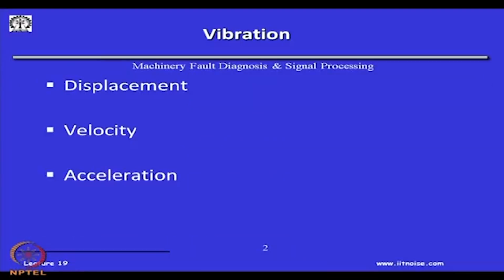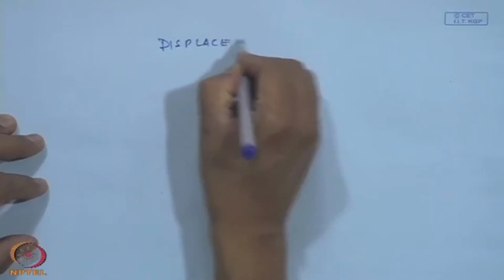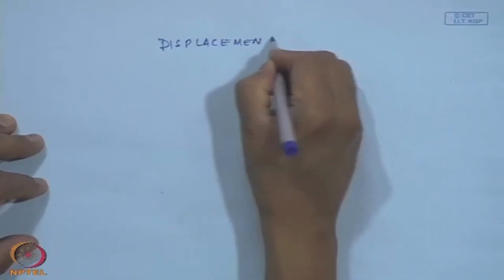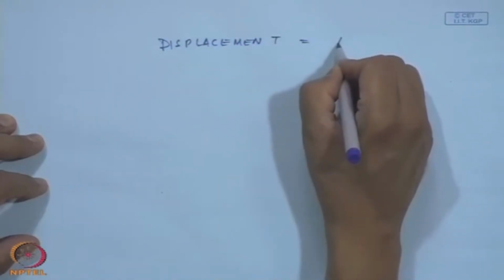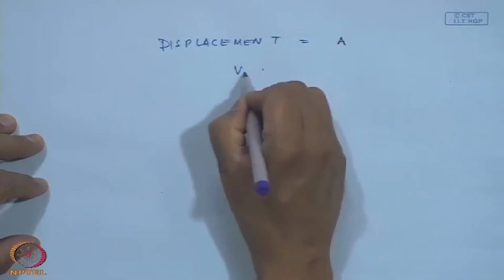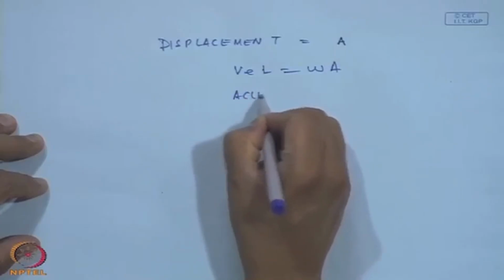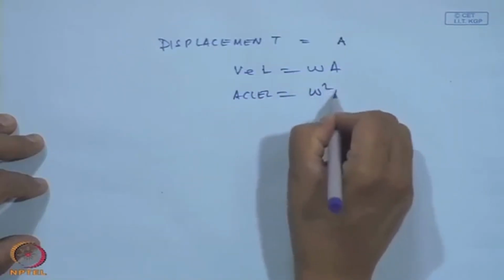So, as you know, what is vibration? You all know vibration can be represented either as displacement, velocity, or acceleration. Well, if displacement is denoted, the amplitude is denoted as A, velocity is omega A and acceleration is omega square A.